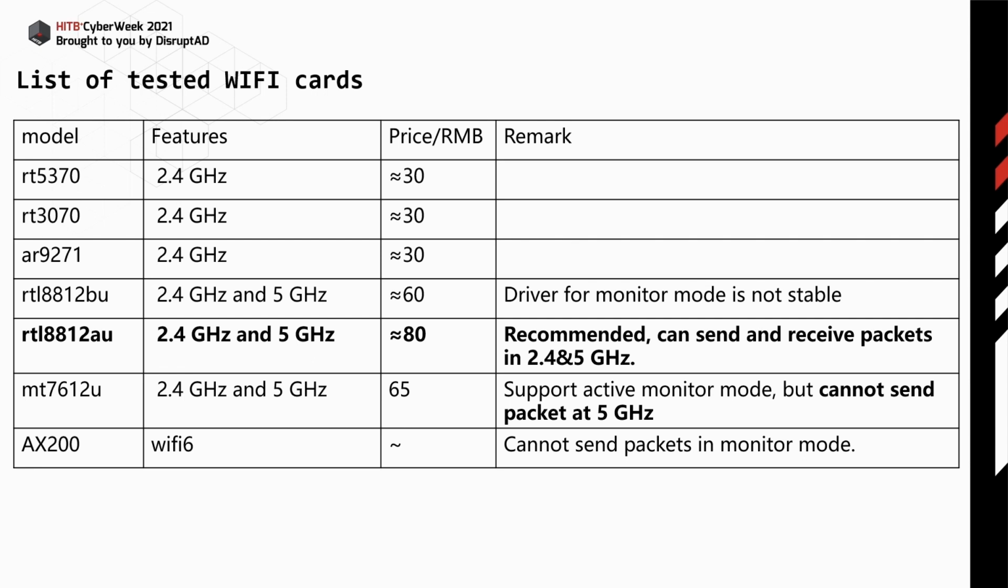RTL8812AU is the most suitable network card for fuzzing. It supports sending and receiving packets in the monitor mode of the 2.4G and 5G frequency bands. MT7612U is the only network card I found to support active monitor mode, but its problem is that when monitor mode is turned on, it cannot send packets in the 5G frequency band. Therefore, I recommend using RTL8812AU for fuzzing.